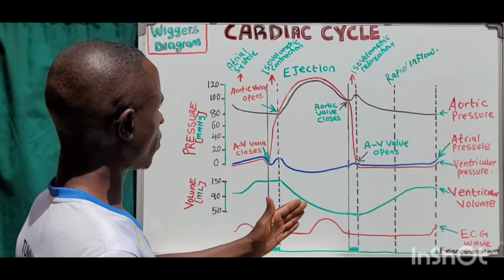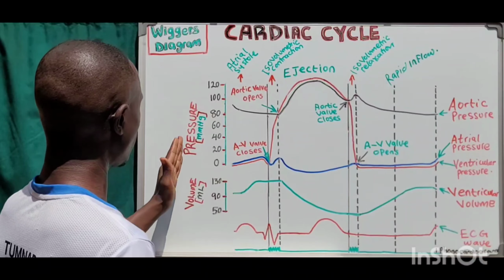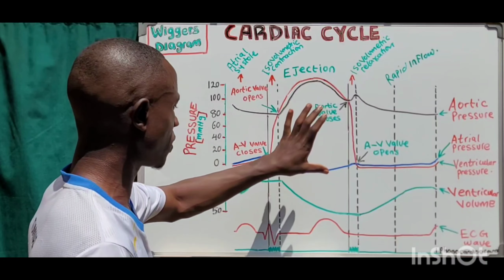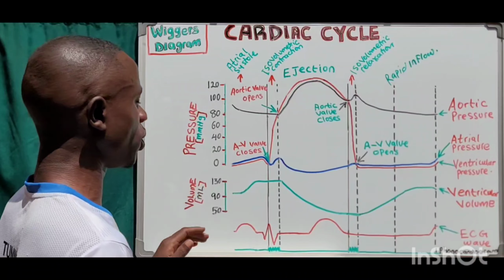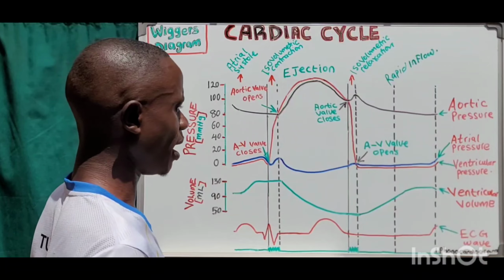Now that we have seen the orientation of what these lines are going to be telling us, on this side you're going to have the pressure changes, as we have said for those lines, and also the volume changes, which are denoted by this green line for the ventricular volumes.